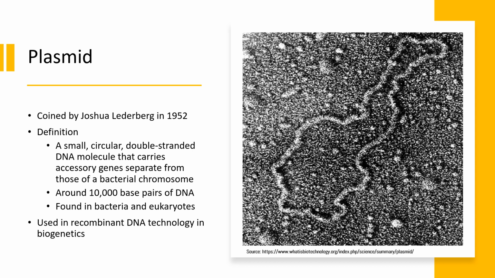Following a deeper understanding of plasmid is its applications. Plasmid has been used in recombinant DNA technology in biogenetics since the 1970s. The picture on the right is the image of DNA of the pSC101 plasmid observed by electron microscope. The plasmid has been used for the first successful DNA cloning experiment.